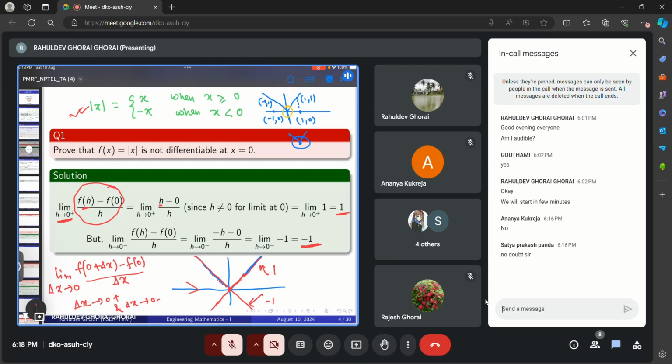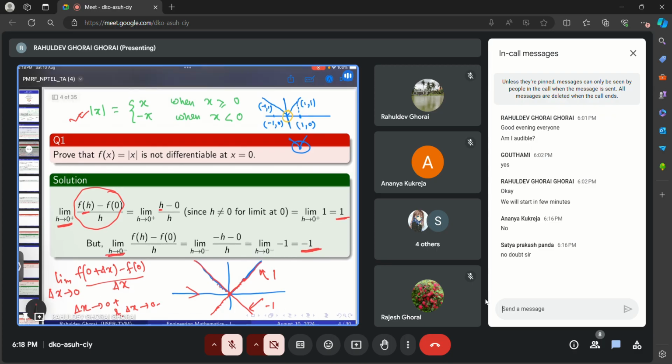So when you take this, the limit will be 1. But when h tends to 0 minus, I mean h is less than 0, h tends to 0 minus implies h has to be less than 0 and h is converging to 0. And h tends to 0 plus implies h is greater than 0 and h is converging to 0. So when h is less than 0, the f of h will be minus of h. That's what is written.